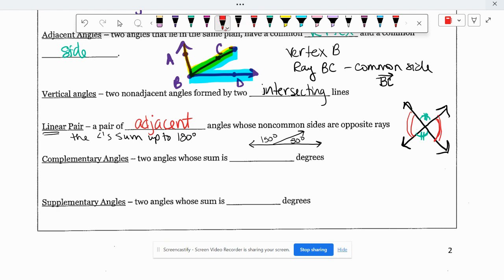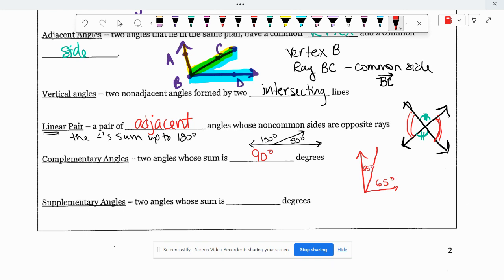Complementary angles are two angles whose sum is 90 degrees. An example of complementary angles could be something like this, 25 and 55. Well, how about 25 and 65?